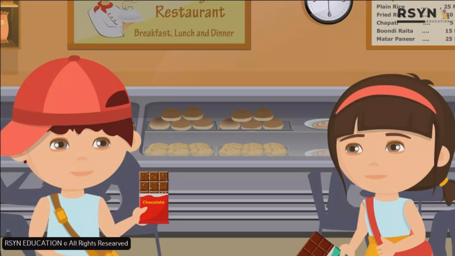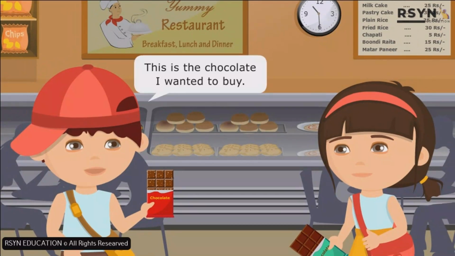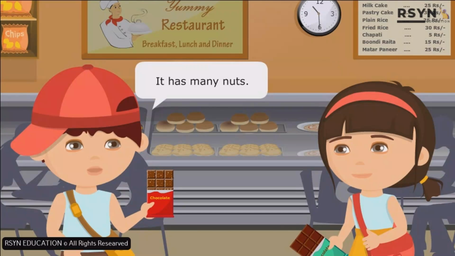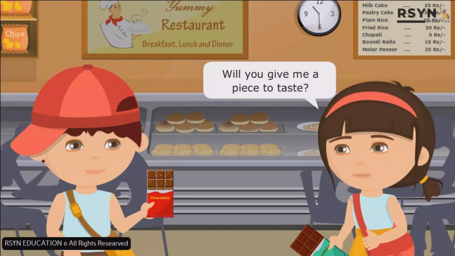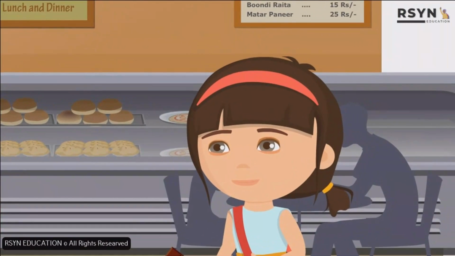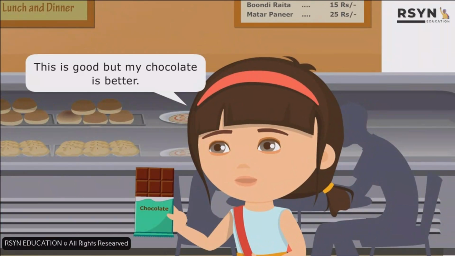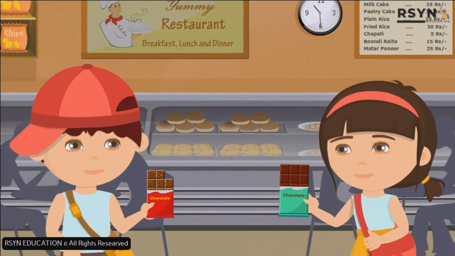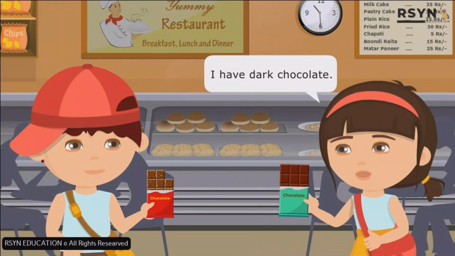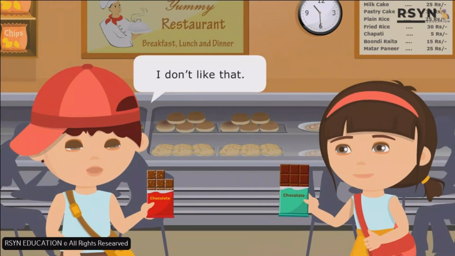Determiners. This is the chocolate I wanted to buy. What is special about this chocolate? It has many nuts. Will you give me a piece to taste? Sure. This is good, but my chocolate is better. Which chocolate do you have? I have dark chocolate. I don't like that.